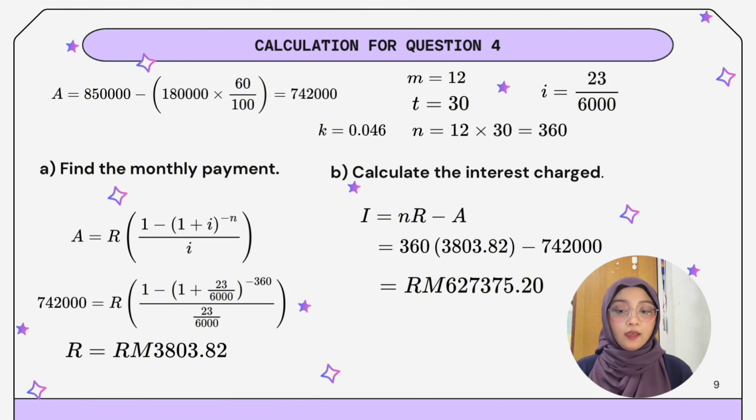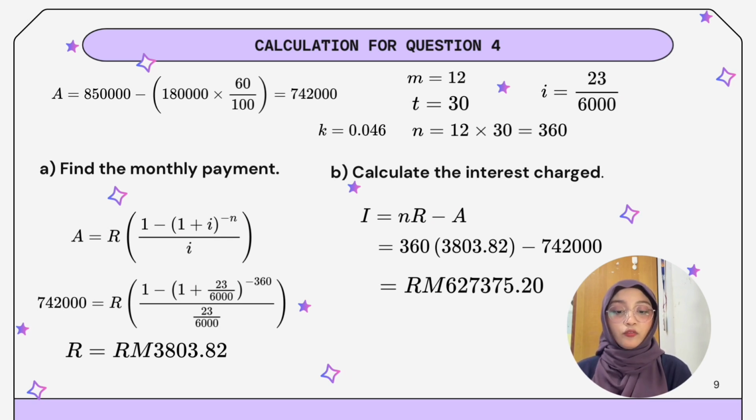Now, for part A, we need to find Amir's monthly installment. The loan is for 30 years, so that means N is 12 times 30, equal to 360 monthly payments. The interest rate, which is K, is 4.6% per year, compounded monthly. So we convert it into a monthly rate, which is I, which becomes 23 over 6,000.